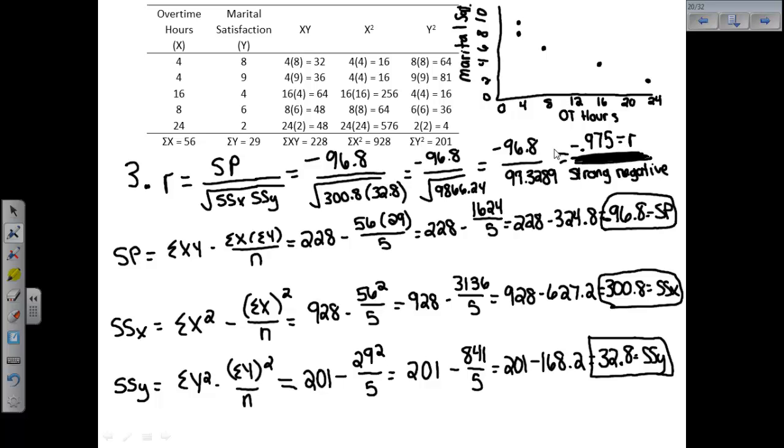So let's go back and see if this is significant. Keeping in mind negative 0.975 is the correlation coefficient. So remember our critical value of plus or minus 0.878, so negative 0.878, positive 0.878. And remember we calculated R and we found that it was negative 0.975. Well, our R observed from step 3, negative 0.975, is way out here.